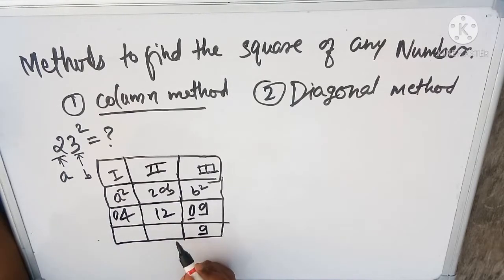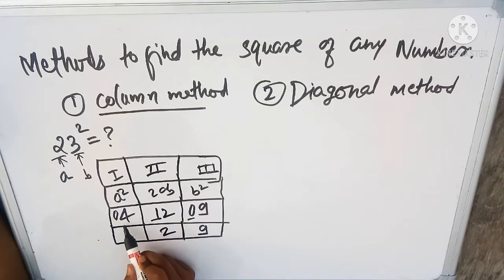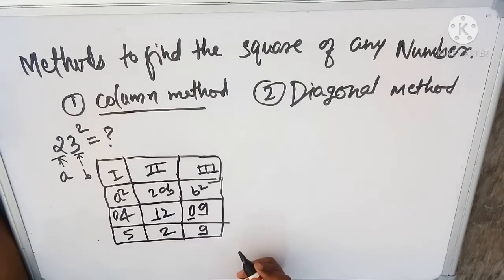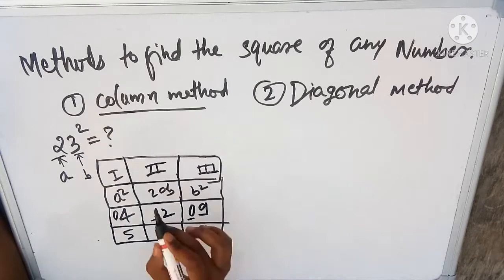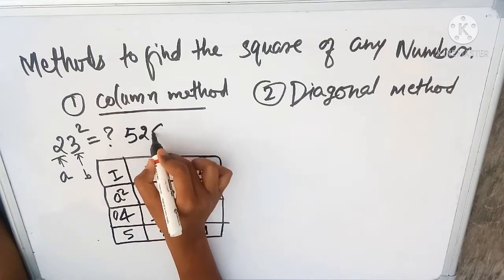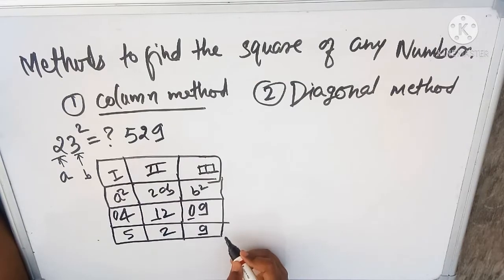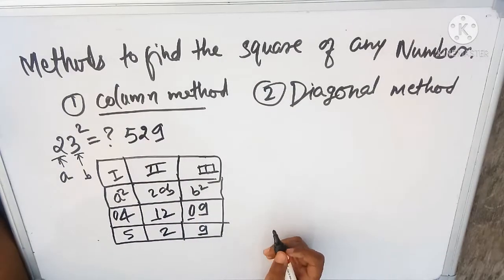In the second column, we have two digit number 12. So the unit digit is 2, so we will keep 2 here and the tens digit we will add in the first row. 4 plus 1, 5. Thus the square of 23 is 529. Similarly, we can find the square of any two digit number using column method.